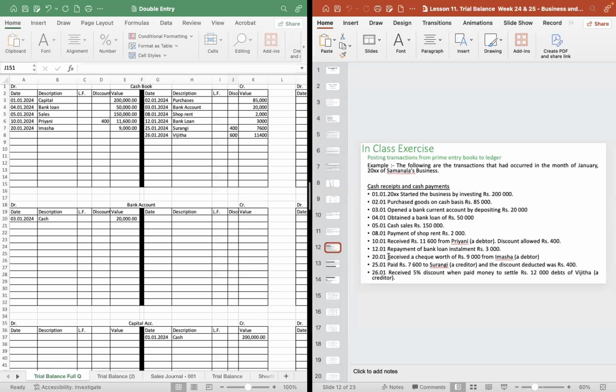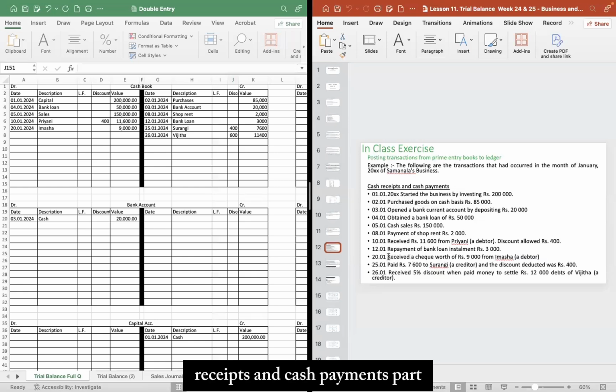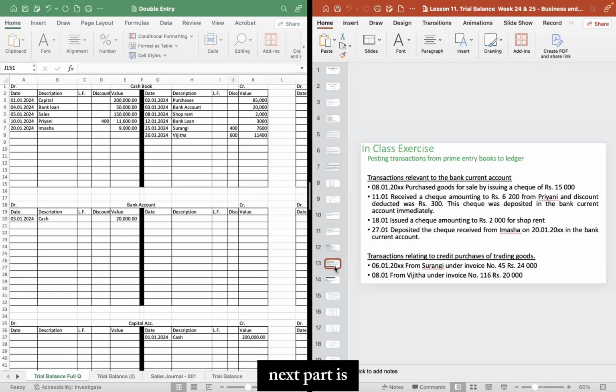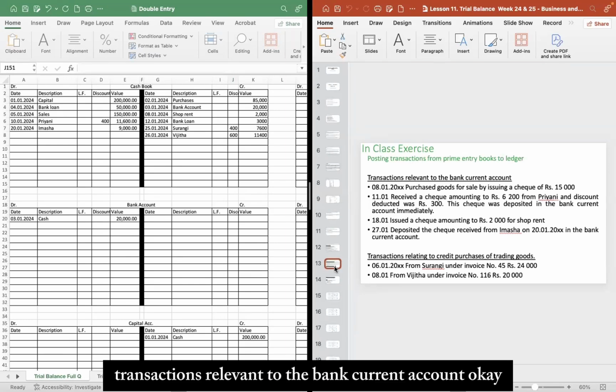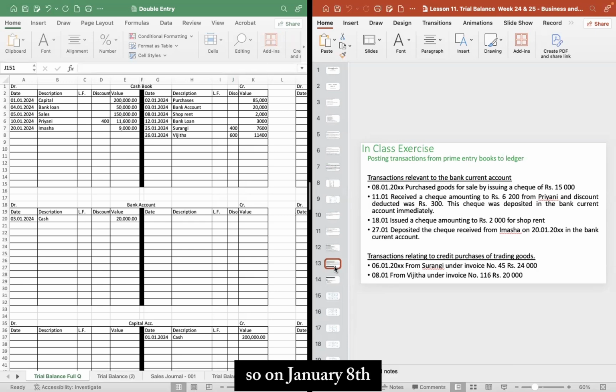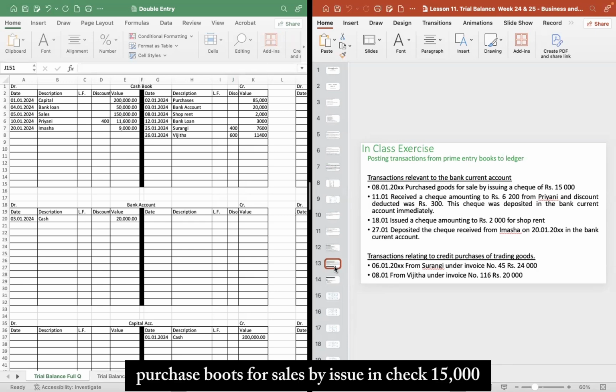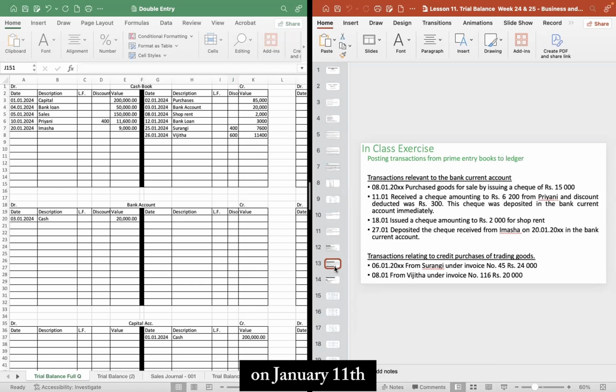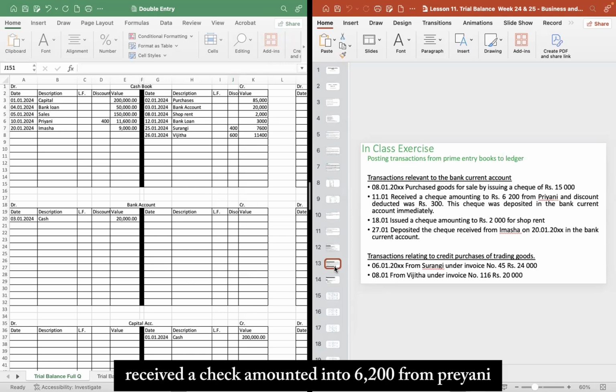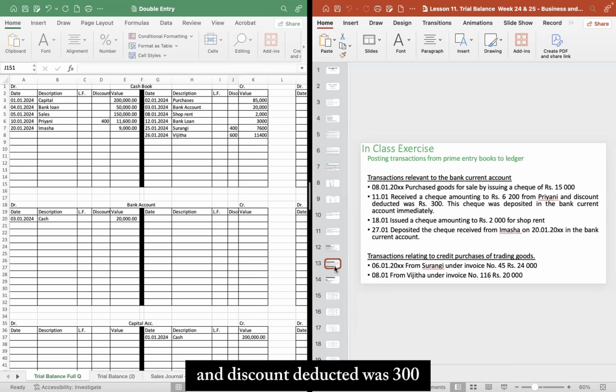Okay. Since we have completed the cash receipts and cash payments part, we'll move on to the next part. Next part is transactions relevant to the bank current account. So on January 8th, purchased goods for sales by issuing check 15,000. On January 11th, received a check amounting to 6,200 from Priyani and discount deducted was 300. This check was deposited in the bank current account immediately.